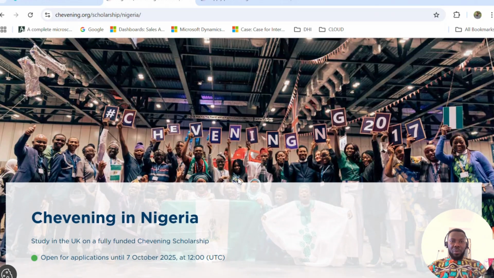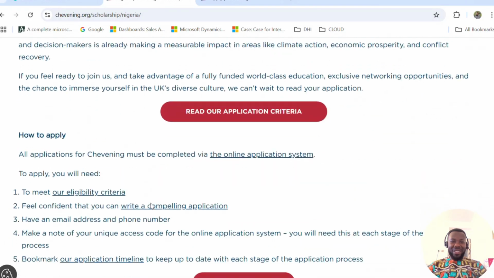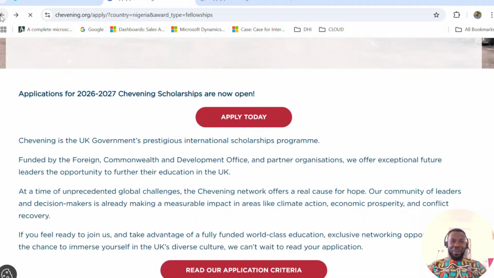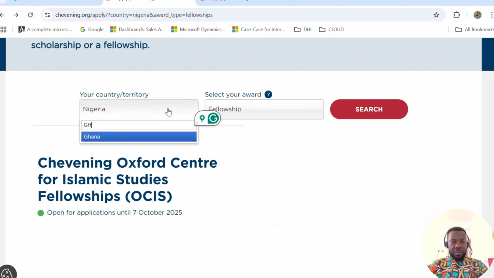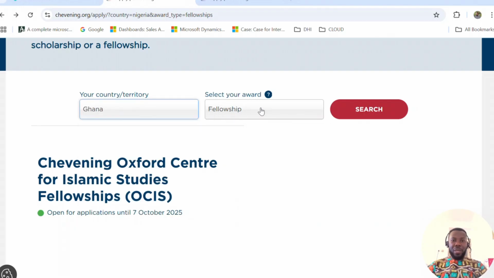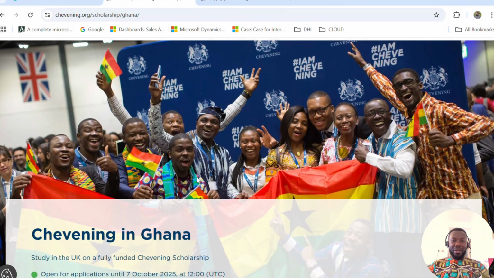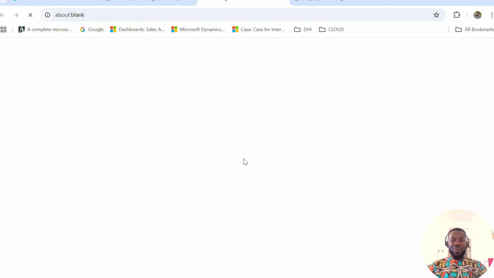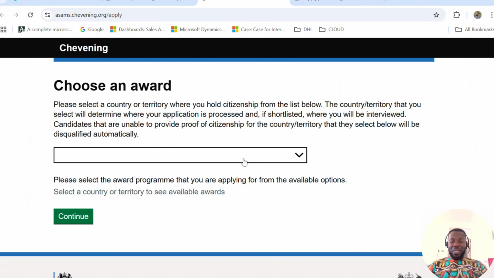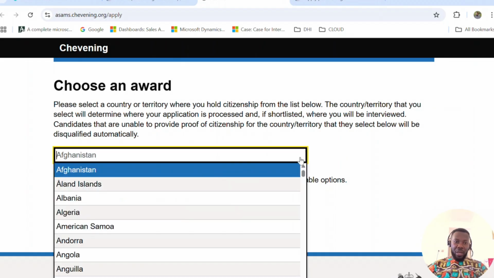Now, I would go back to my Ghana, select my scholarship, search, and then apply today. So this is the beginning of the application process, and you must read every detail on every page before you put in something. Here, I have to choose an award, but before then, I have to select my country once more.